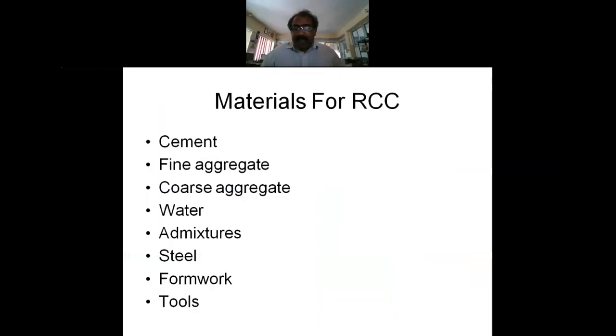The materials of RCC are cement, fine aggregate, coarse aggregate, water, admixture, steel, and tools. So know about cement. What is the cement date? That is very important. If it is more than 3 months, cement compression strength is reducing. For fine aggregate and coarse aggregate, there is IS code IS 383. Study it. For water, IS code 456. The first page, first table is about water.